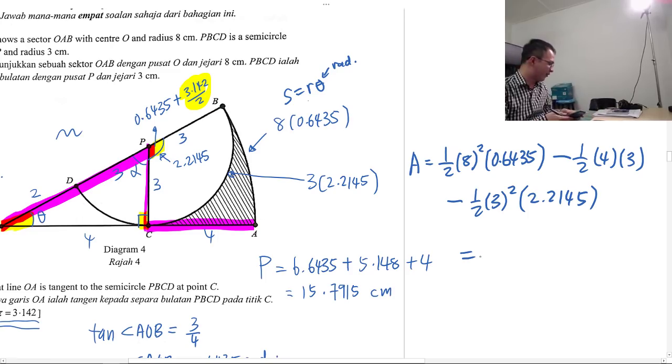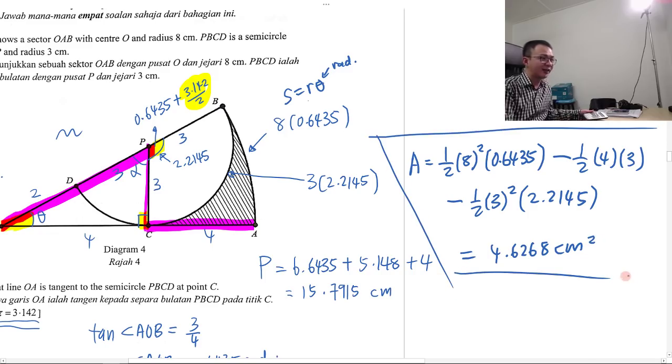So you just type everything into the calculator. So 64 over 2 times 0.6435 minus 6 minus 9 over 2 times 2.2145. Yeah, you should get the shaded region is 4.6268 cm squared. Alright, this is how I get the area of the shaded region.